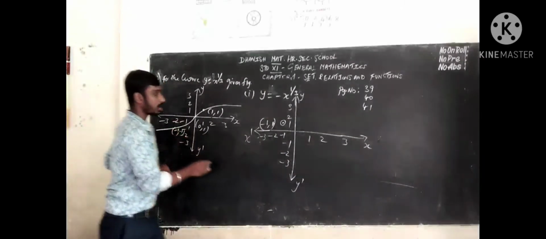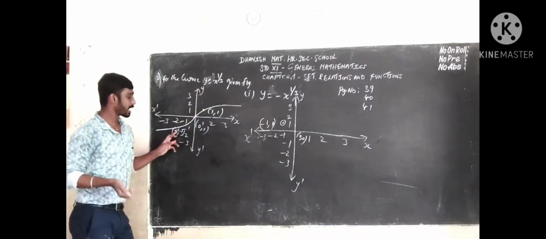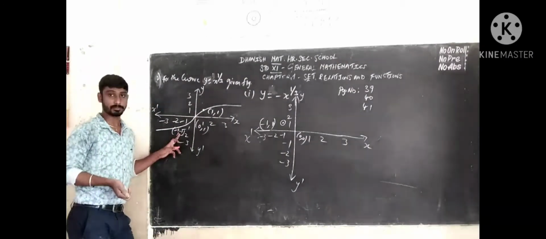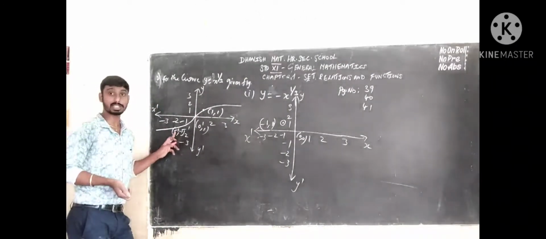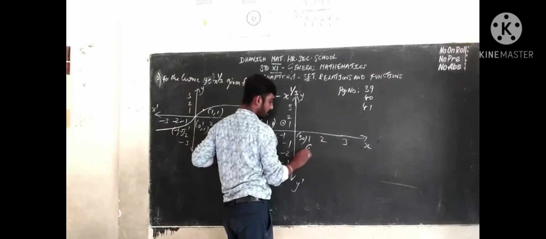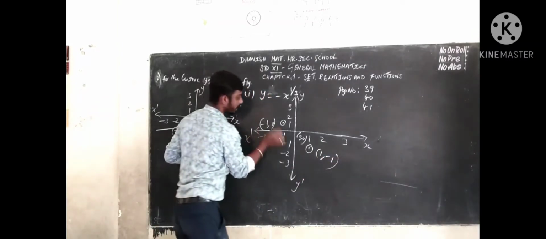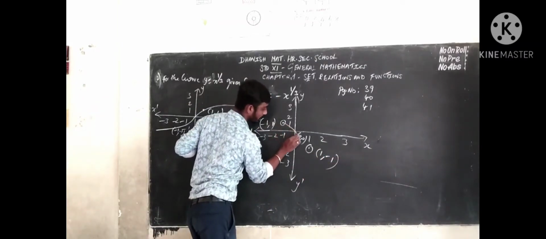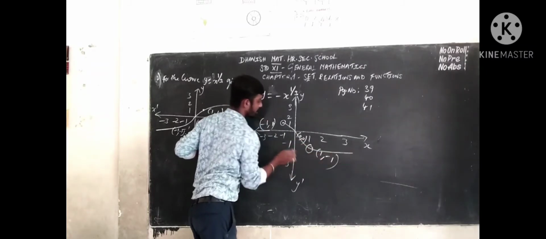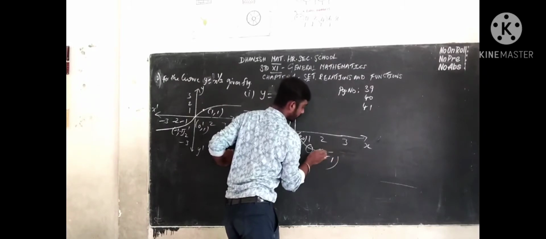So now the origin will remain the same. It will be 0 comma 0. Then here we are having minus 1 comma minus 1. Now I am changing the x value, meaning plus 1 comma 1. So listen, x axis plus 1, then we are getting minus 1. So 1 comma minus 1. Now draw the graph. Now draw the curve like this. So you are getting the curve.